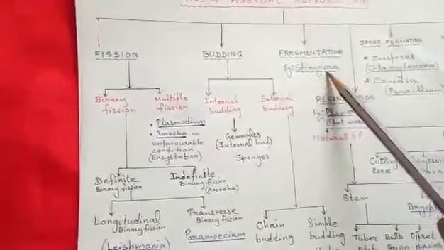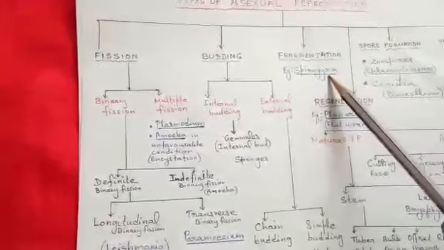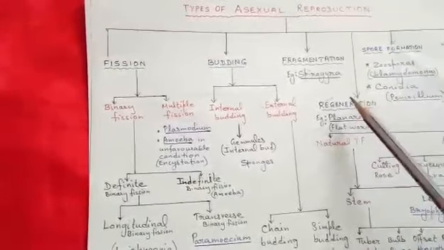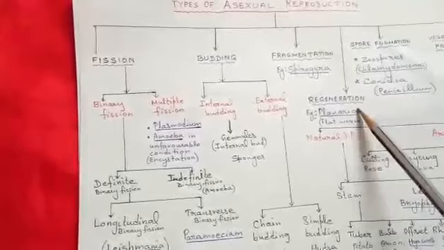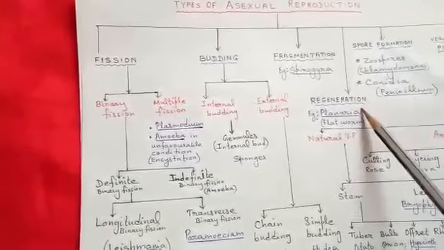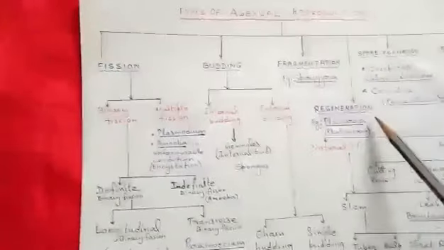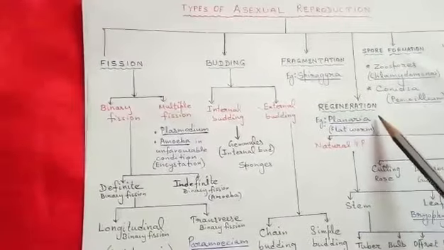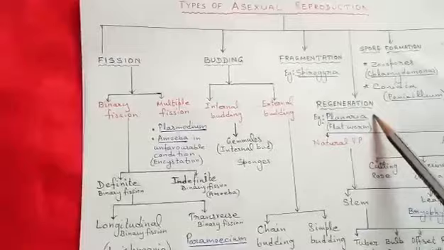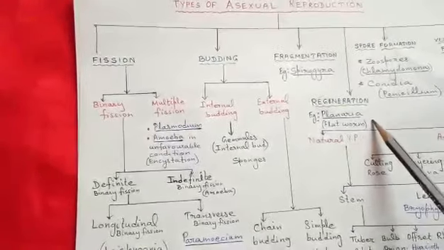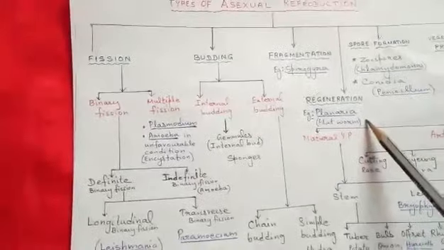Now similarly, there is another type of asexual reproduction called regeneration, which is similar to fragmentation. But here, if the body parts get cut, then the new body part can regenerate, or a new individual can form from the cut part of the body of that organism. That can be seen in planaria, which comes under flatworm.